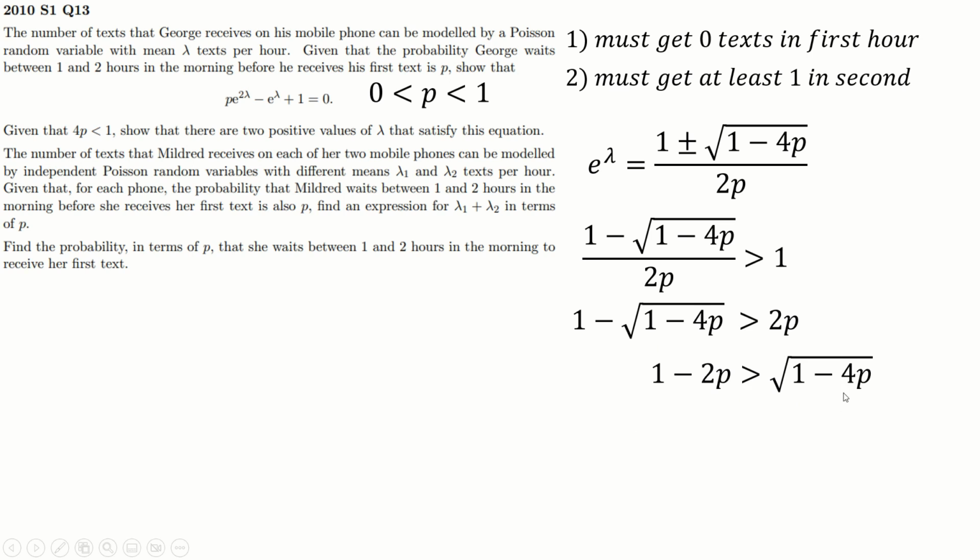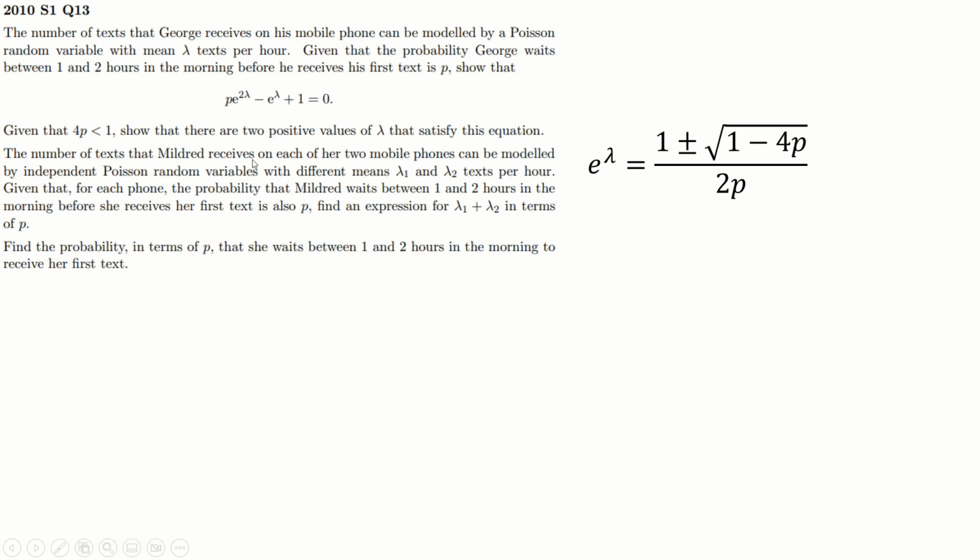This is also positive, so we can square this kind of safely, square that out, do some rearranging, and you get this. This is always true. And so we are always going to have these 2 positive values. That's absolutely fine. The number of texts that this person receives on 2 phones can be done by this.